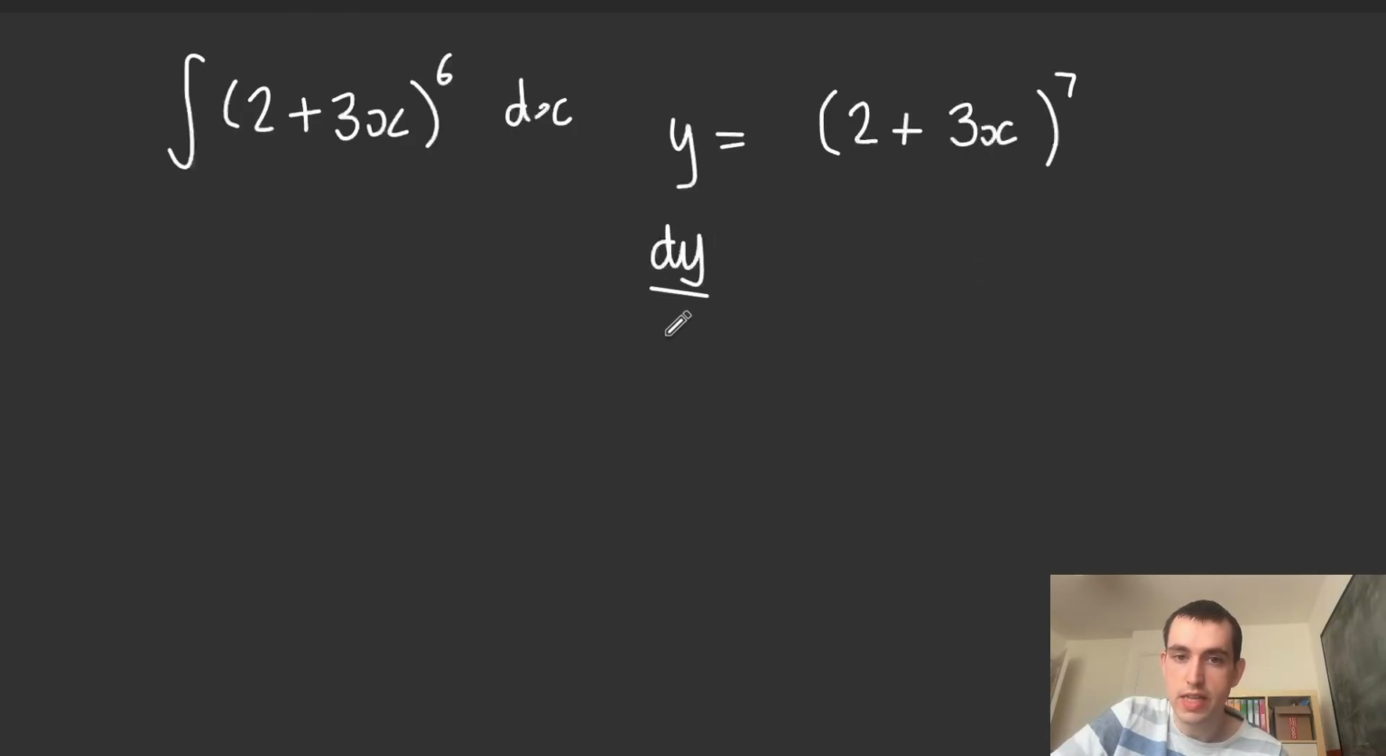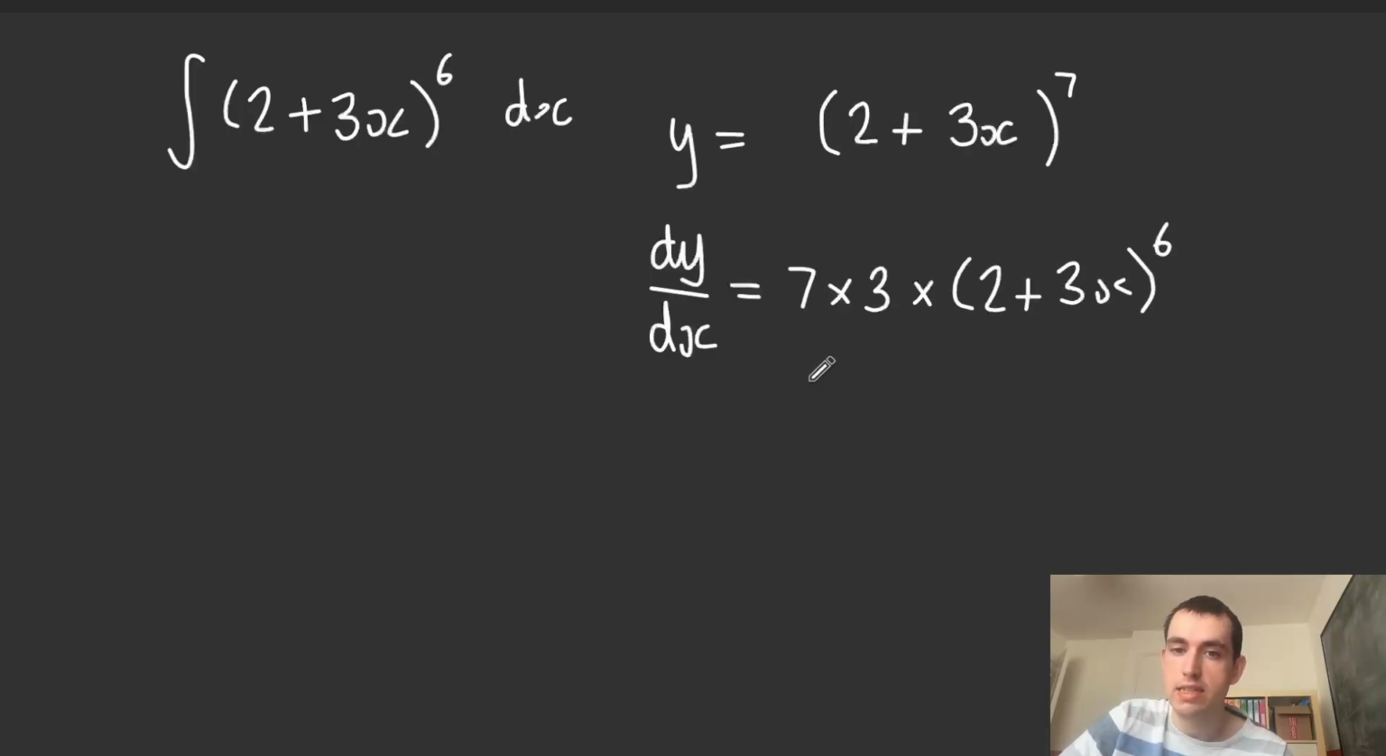Let's try it out. Let's differentiate this and see what we get. So dy/dx, remember, bring down 7 times the derivative of the inside of the bracket, and then times the bracket to the power of 7 minus 1, or 6 in this case. So we get 21(2 + 3x)^6. So it's looking quite similar, but this 21 is not really helping us very much.